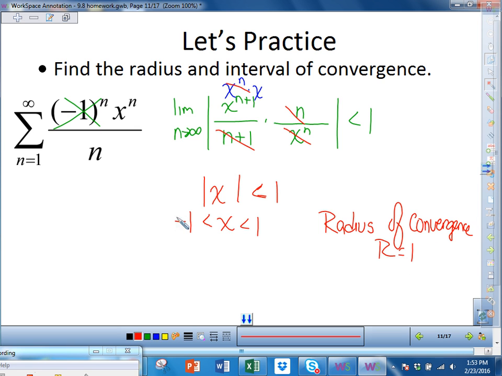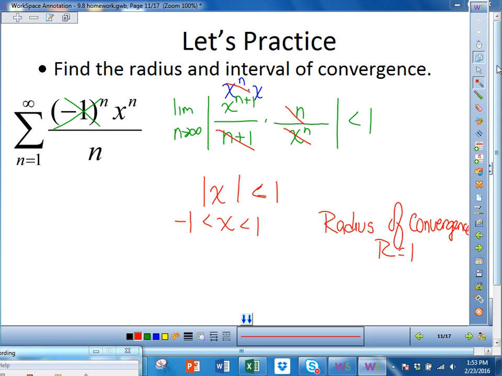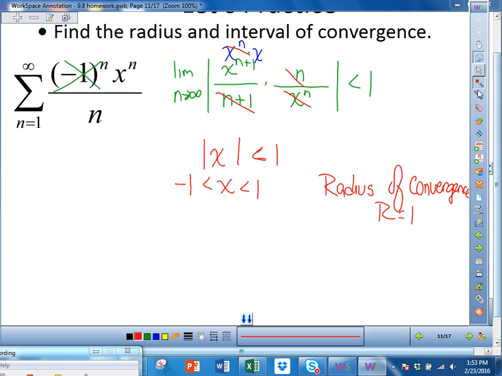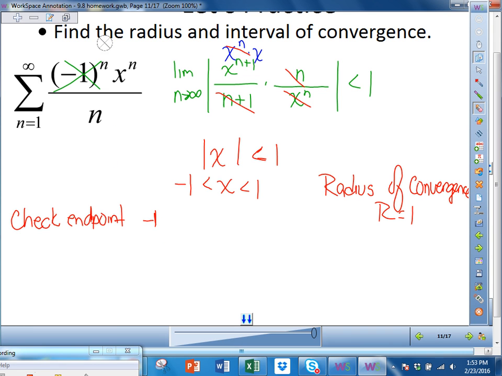Okay. Now I need to check my endpoints. On the test, don't make me look for where you're doing this. So I want you to do it nice and neat. I'm going to show you how I want it. You want to say something like check endpoint negative 1. When I check the endpoint, I go back to the original expression and I have to consider the alternating part.